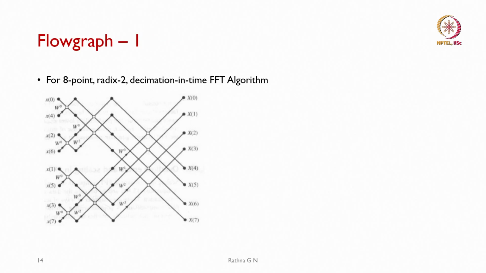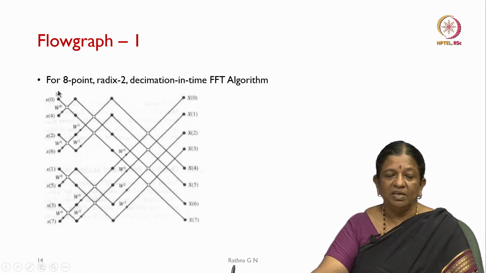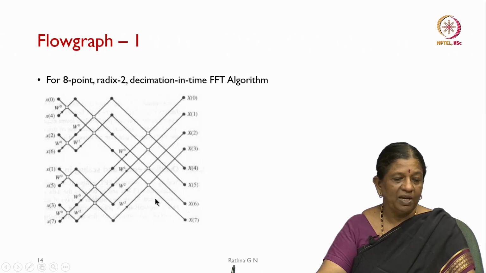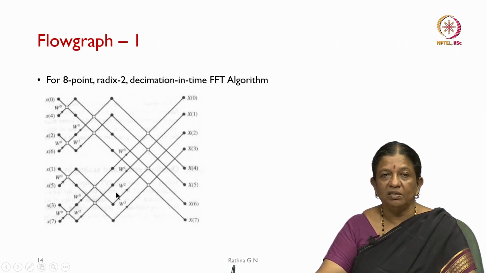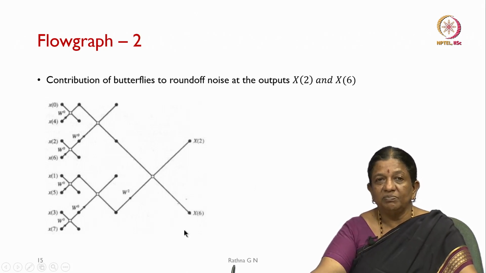Now we will see how the butterfly structure is represented in a flow graph, for the radix 2, 8-point decimation in time algorithm. You can see 4 butterflies in the first stage, 4 butterflies in the next stage, and butterflies in the last stage too, with multiplications represented by the weight factors as shown. We said that to contribute to any one input we need n minus 1 butterflies, and with the flow graph it is easy to see that we need n minus 1 butterflies.